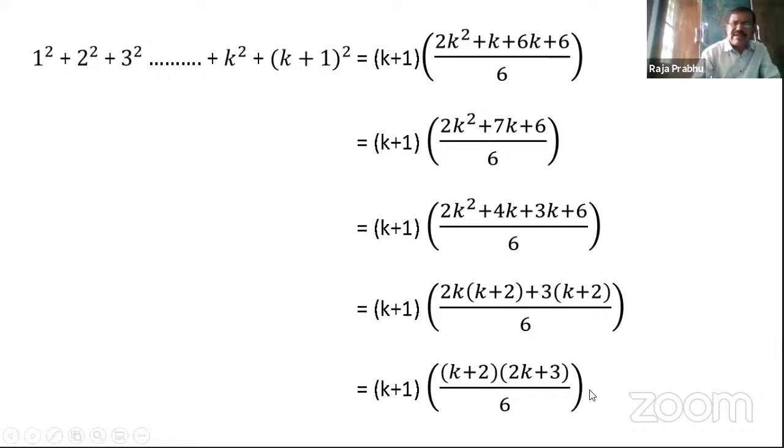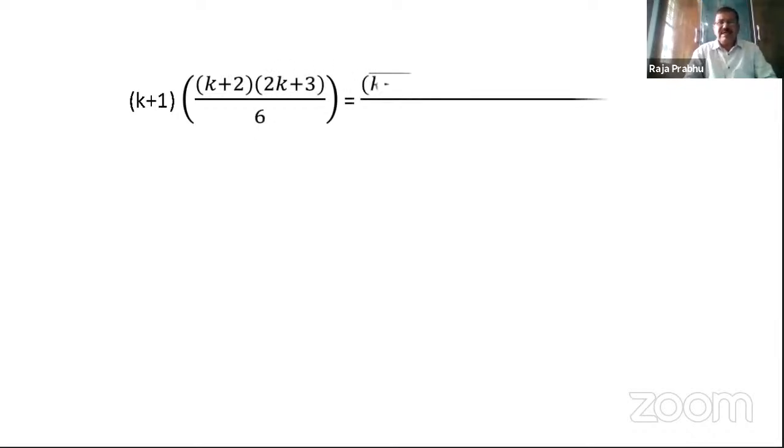Now it is factorized. Okay, after the factorization, as I already told you in the beginning itself, you can guess our final answer, what you are going to prove. Only the thing here is we have to get k plus 1 in the place of n.